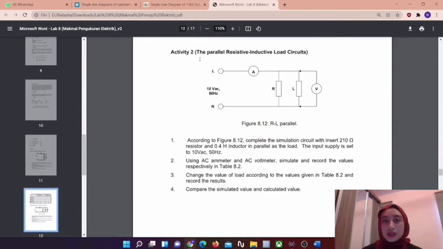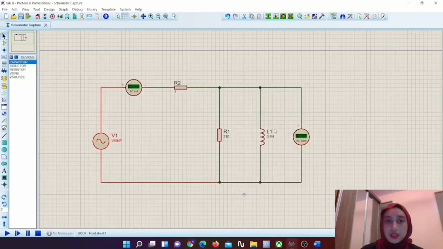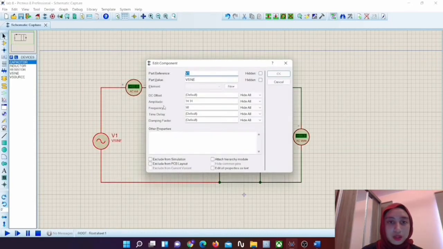Now I will explain activity 2, which is a parallel resistive inductive load circuit. The circuit is RL parallel, and we need to find the current and the voltage here. The voltage is 10 volt AC and the frequency is 50 Hz. So this is the circuit that I have connected all together. The value of amplitude is 10 volt times RMS set 2. We got 14.14 and the frequency is 50 Hz.